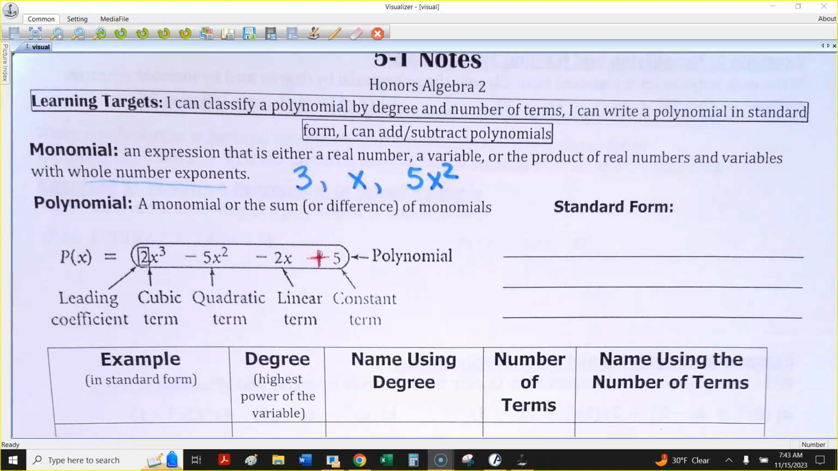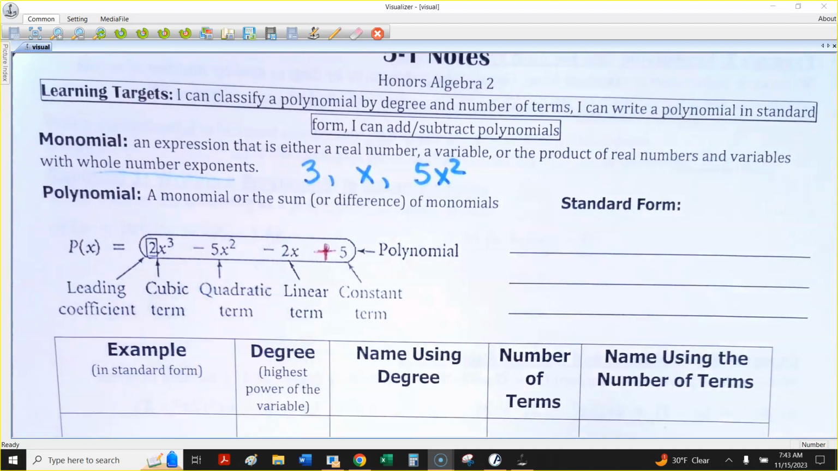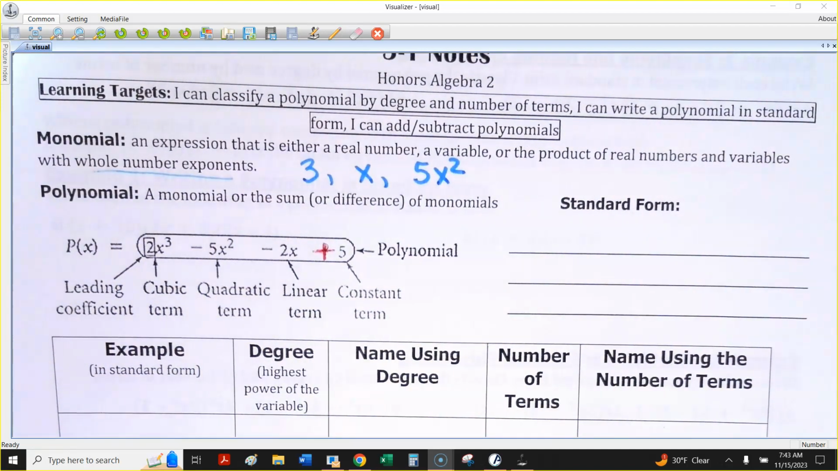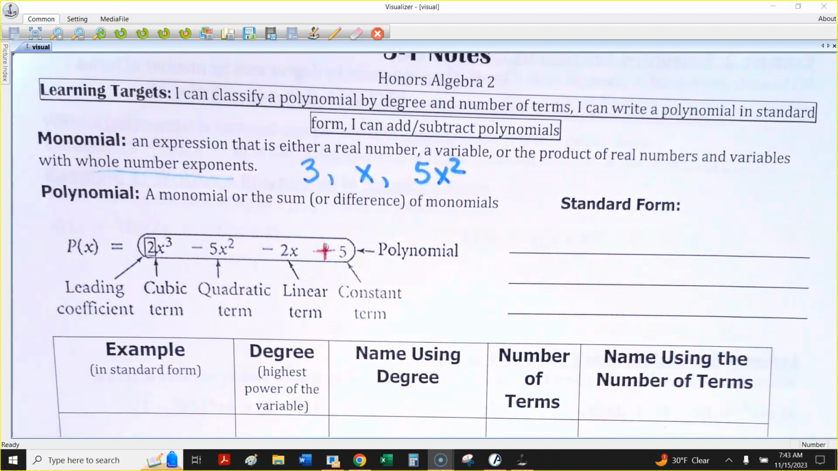Okay, so this guy right here is just a little example. I've got 2x cubed minus 5x squared minus 2x, and then plus 5. Sorry, that plus sign didn't look wonderful. This is written in standard form. Does anybody know what it means for a polynomial? How do I know it's in standard form? What are you looking for if you know it's in standard form? Do you know? Yes, okay.